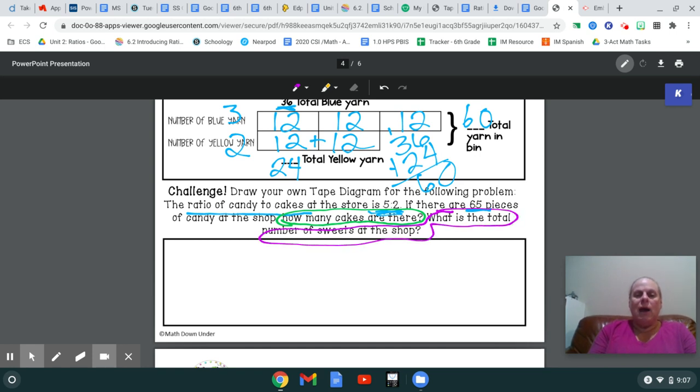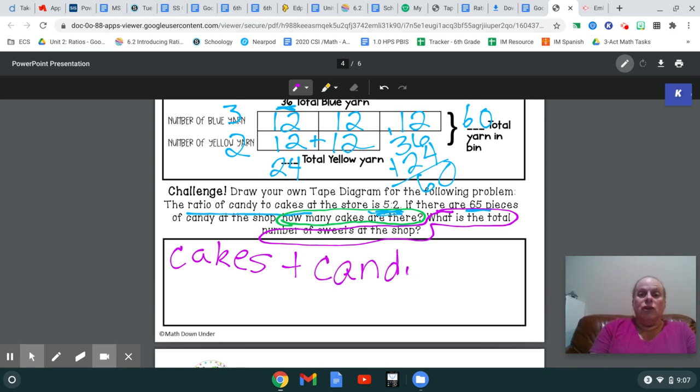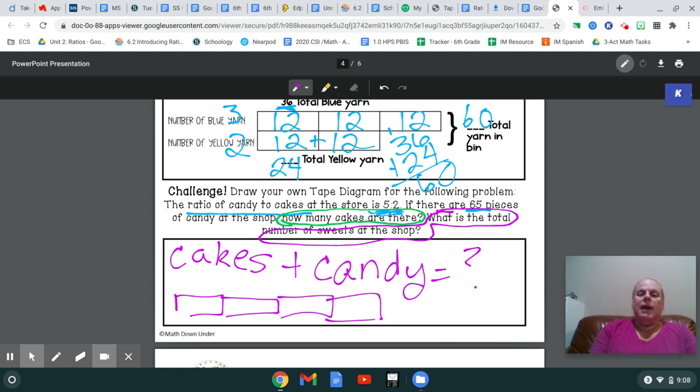That means how many cakes plus candies, right? Total, whoops, I wrote plus. Whoopsies. I'm a little distracted. Cakes plus candy. So you're going to need to figure that out as well. You're going to use this space to actually draw your tape diagram, whatever that might be, and then figure out how many cakes and then solve for the total sweets. All right, good luck.